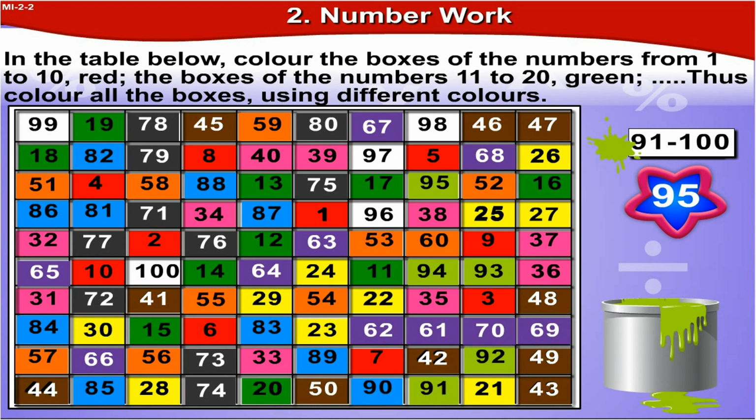Let us dash some light green color in the box containing number 95. Look for number 96 and color the box containing the number in light green. Let us add some light green color to the box containing number 97. After 97 we have 98, so let us find out number 98 and color it light green.